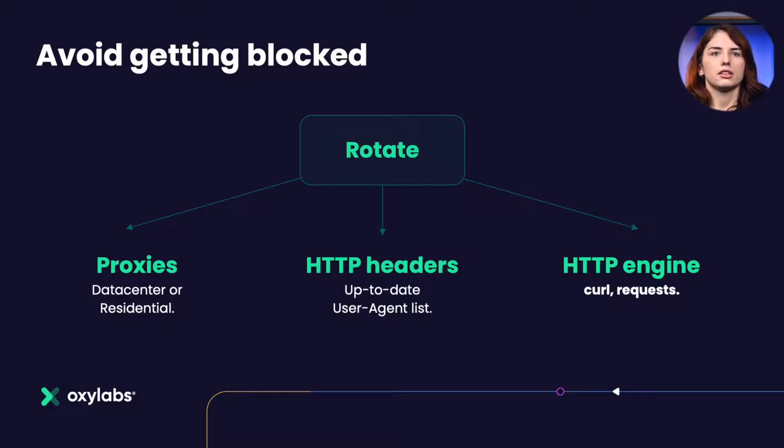And the final thing that you can rotate is HTTP engine, because when scraping data on a large scale, some engines may start getting blocked by the target, and in this case you may rotate between curl or requests engines.